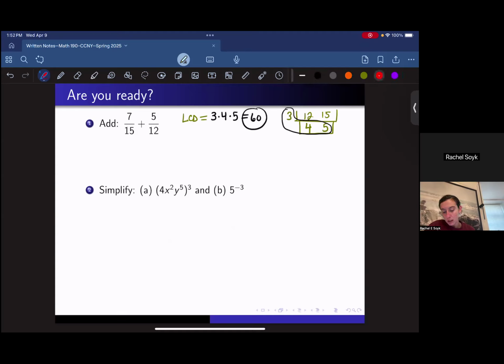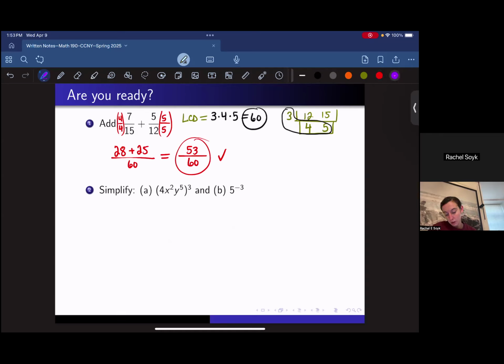Now what we want to do is multiply these two fractions by our fancy forms of 1 to manipulate them into our equivalent fractions. So 4 times 15 gives us our 60, and 12 times 5 gives us our 60. So essentially, we're looking at 4 times 7, which is 28, 5 times 5 is 25, all over 60. Add the two numerators up, and you get 53, all over 60. And we're done.